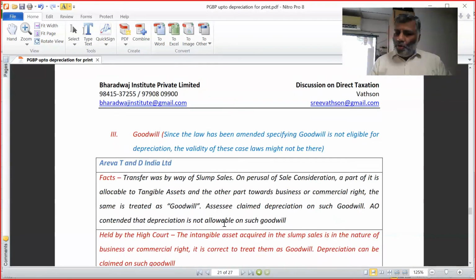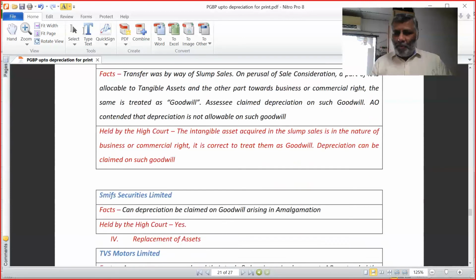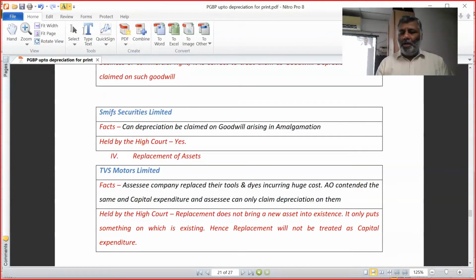Goodwill, I'm not taking it up as of now because I'm sure that it is not a questionable area, but once the material comes, I'll confirm it to you.